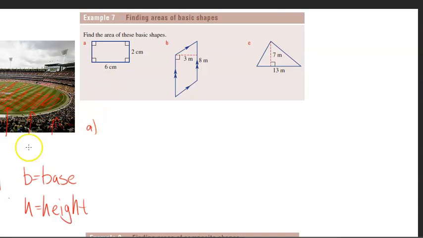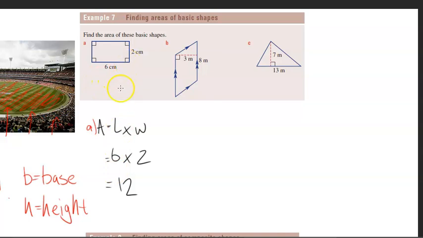So this is saying that this rectangle is 6 centimeters across, then 2 centimeters as height, length, width. All we need to remember is length times width, or in this case, 6 times 2, which is equal to 12.